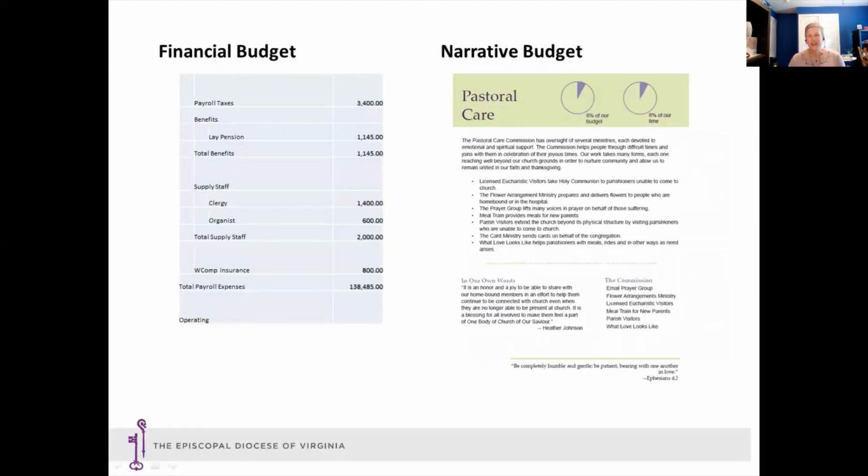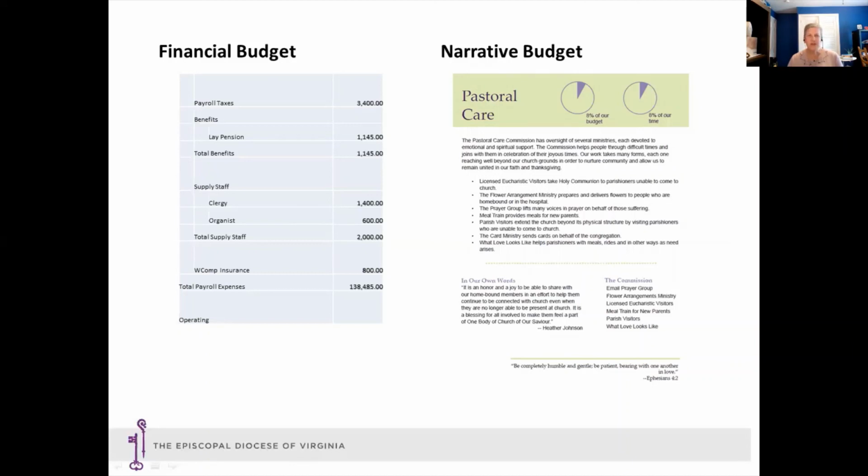Here is a financial budget and a narrative budget. The financial budget is important, but it provides only monetary information and nothing more. It has a place. It ensures that your church is aware of your income and expenses. It makes sure that the lights are on and the water bill is paid, but no one joins your church to help you pay your bills.